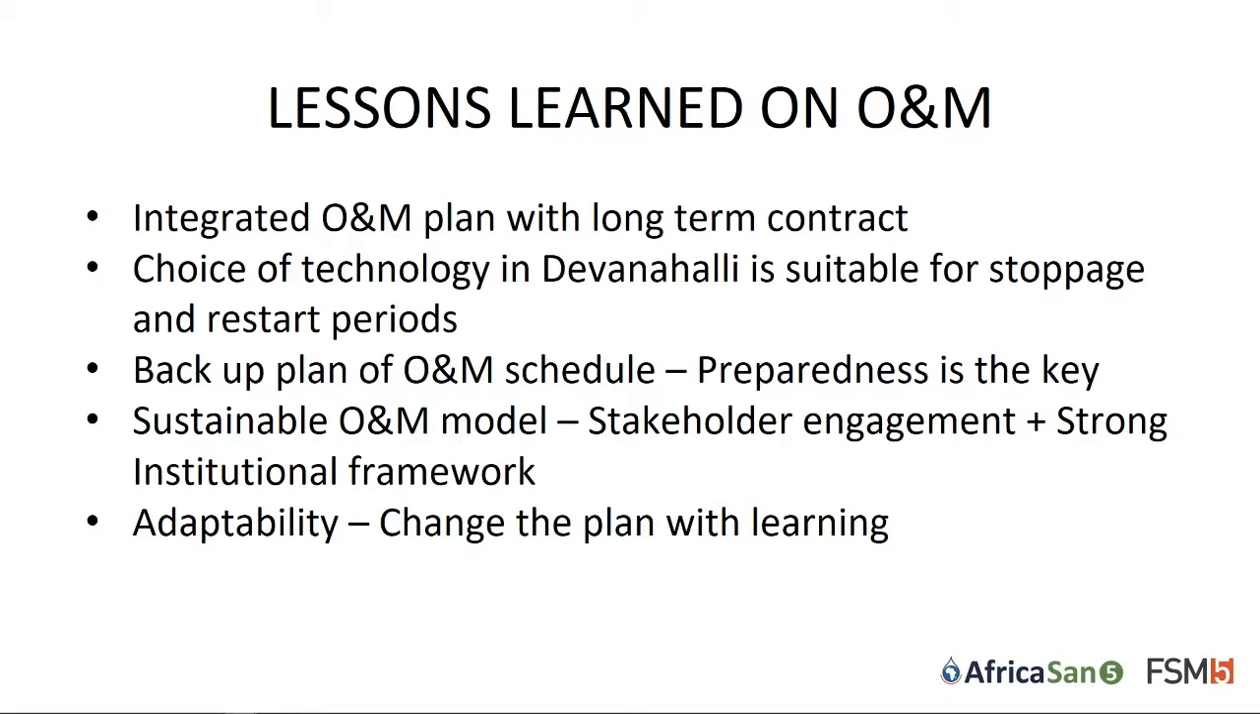And then the backup plan for O&M. What you have planned might be affected back and forth because the characteristics of fecal sludge vary quite a lot, so there should be preparedness. You should be ready with contingency funds to meet O&M changes in the plan. And a sustainable model will be achieved through stakeholder engagement and a strong institutional framework.